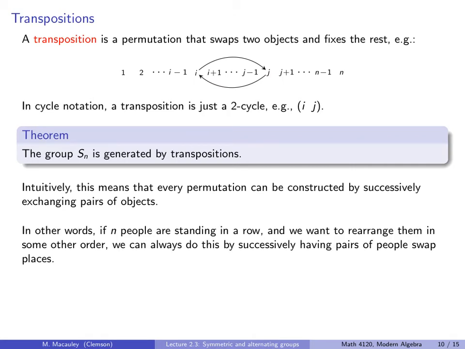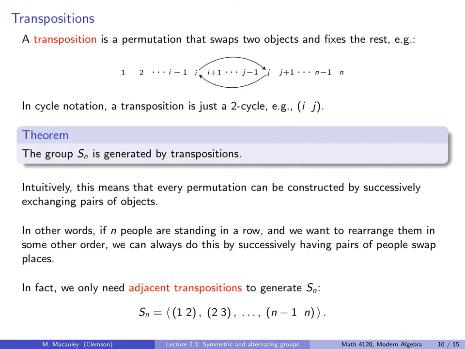In other words, if n people are standing in a row, think of them right here, and we want to arrange them in some order, we can always do this by successively having pairs of people swap places. In fact, something stronger is true. We only need adjacent transpositions to generate Sn. So here, think of these numbers as being places where people could stand, and (1 2) corresponds to the people in these two positions swapping places. (2 3) corresponds to the people in these two positions swapping places, and so on. (n-1 n) corresponds to the people in these positions swapping places.